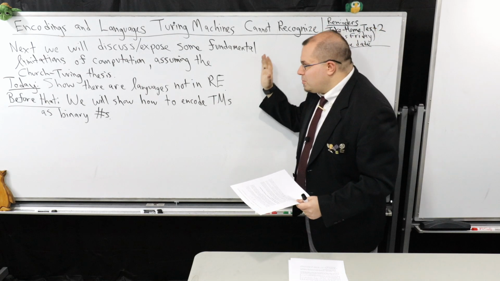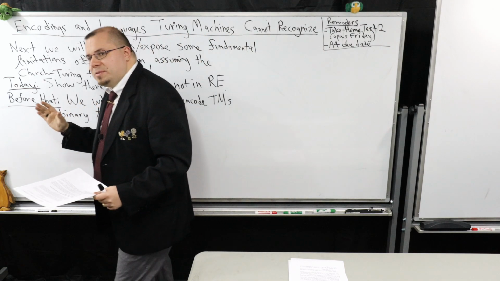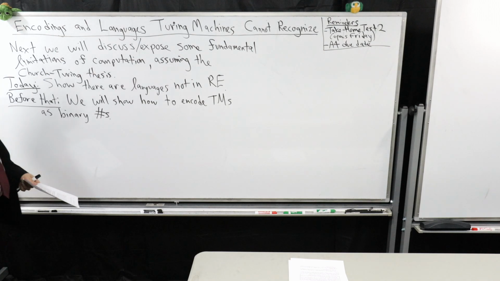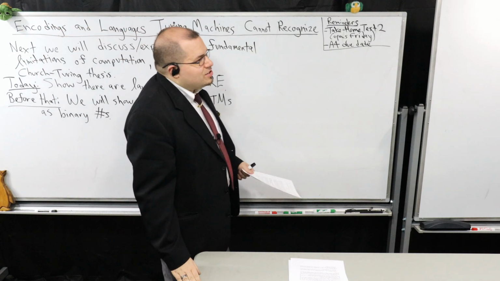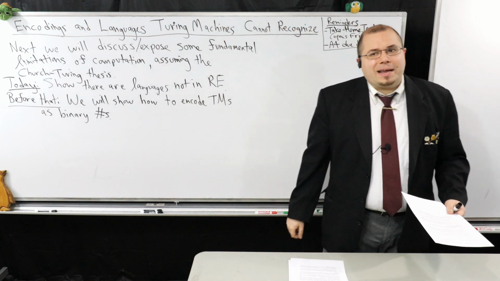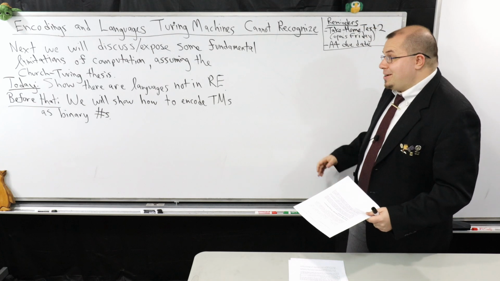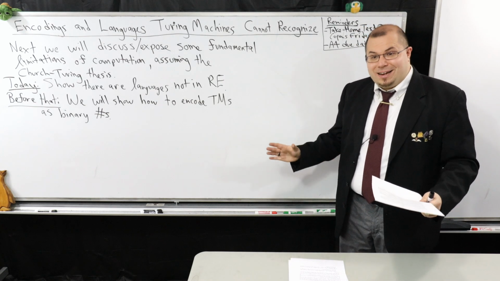So I'm going to be exposing a fundamental limit to computation to you today. In particular, I'm going to show you that there are languages that are not recursively enumerable, or what we call Turing recognizable. That means there is no Turing machine that can even recognize the language I'm going to present to you. So I'm not even talking about deciding. I'm talking about just recognizing it.